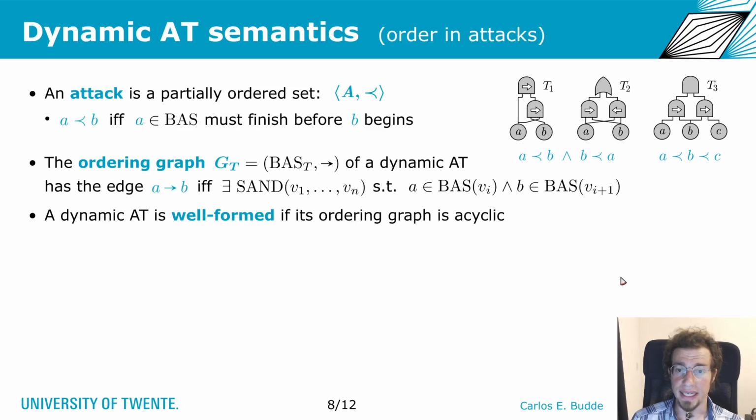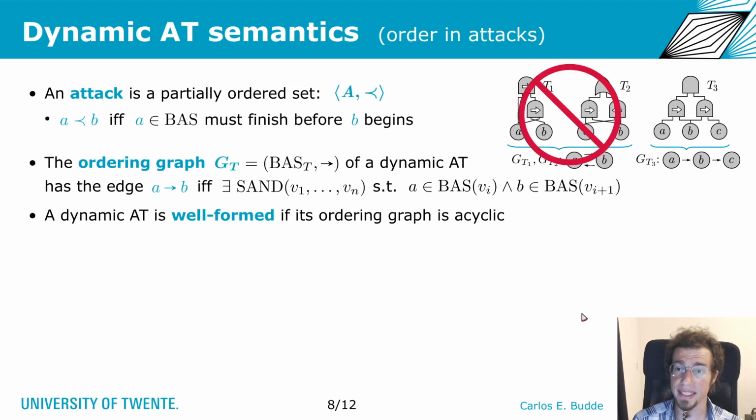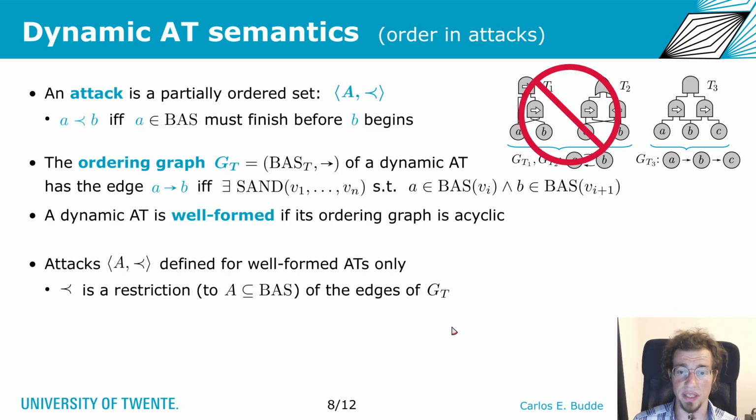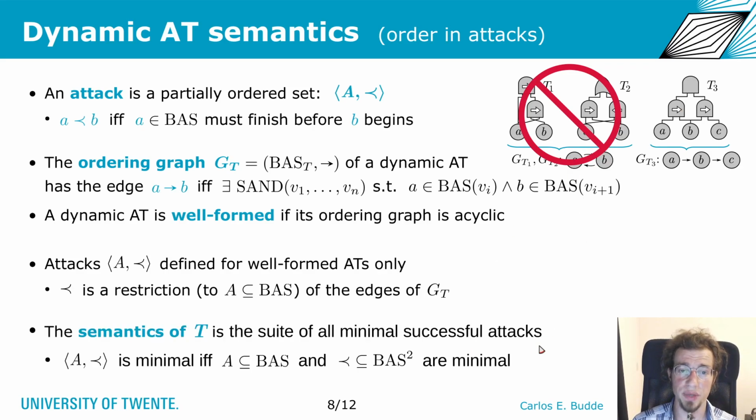Now, to rule these cases out, we are going to define the concept of ordering graph, which essentially transforms these requirements of order into a graph. And we are going to say that a dynamic attack tree is well formed when the resulting graph of these dependencies has no cycles. So we're going to rule these cases out, and we're only going to work with well-formed dynamic attack trees. So then attacks here are going to be essentially a restriction of this ordering graph, and this allows us to carry on many of the concepts we had for static attack trees.